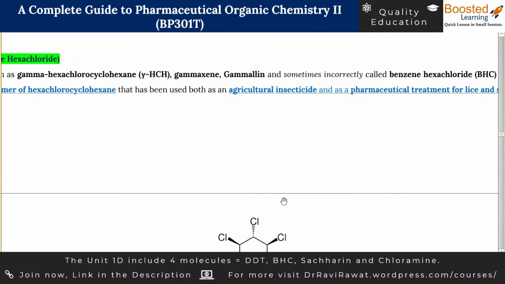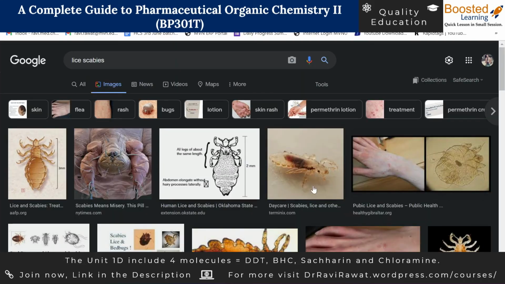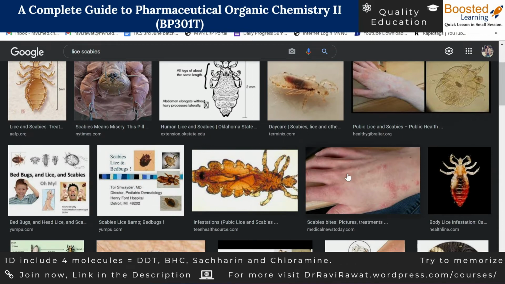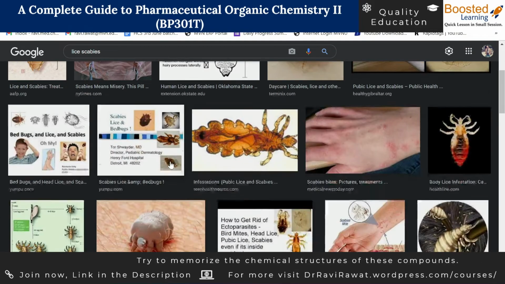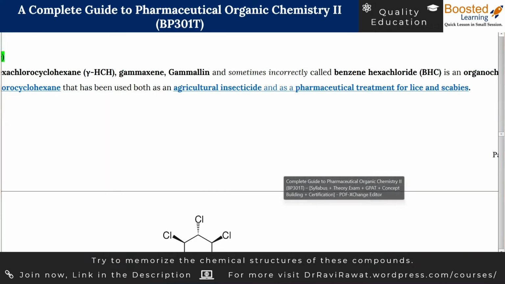Now, like DDT, it was also used as an agricultural insecticide, and it still finds application as a pharmaceutical treatment for lice and scabies. Lice and scabies are small insects that infect the skin, usually the hair part of the head. As it is an insecticide, it is used as the pharmaceutical treatment for these particular problems.